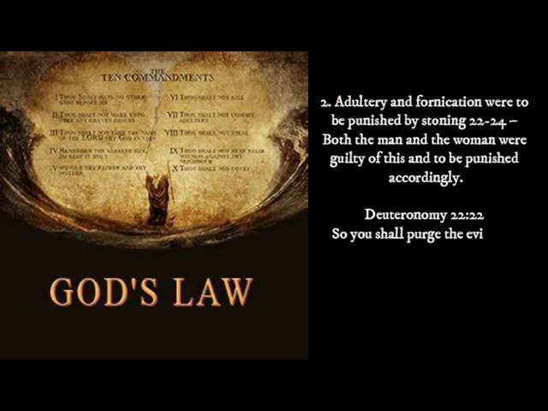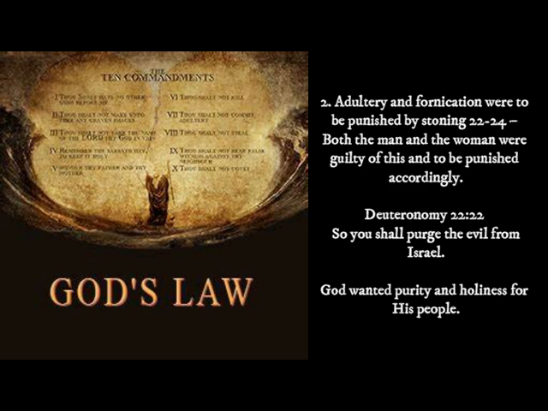2. Adultery and fornication were to be punished by stoning, Deuteronomy 22:24. Both the man and the woman were guilty of this and to be punished accordingly. Deuteronomy 22:22, "So you shall purge the evil from Israel." God wanted purity and holiness for His people. Jesus raised the bar even higher, saying that lustful thoughts make us guilty of adultery in God's sight.